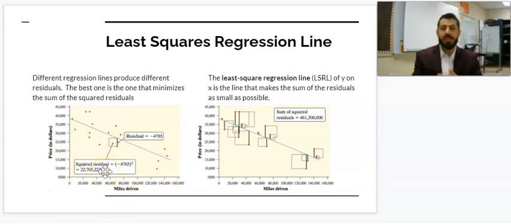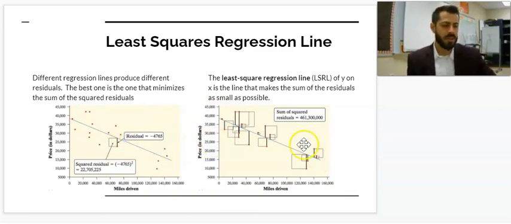And you square that value and you get 22,705,225. Now, the size of that number specifically isn't that important, but what this line does is it takes each of these points, finds the square of this residual. Residual is the name for this distance from point to line. It squares those residuals and tries to minimize the total sum of the area of each of these squares.